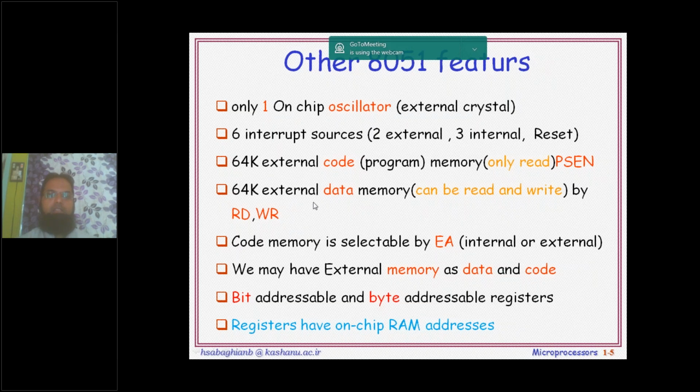And you can also connect the 8051 with external data memory, and its size is 64 kilobytes. This external memory can be accessed by using read and write control signals. And the code memory is selected by external access. External access is a signal which indicates whether the program is entirely available in external memory or some part is available in external and internal. And as I said, there are a few registers which are bit addressable and a few which are byte addressable. All these registers occupy on-chip RAM addresses. Why? Because these are not registers in the physical sense.